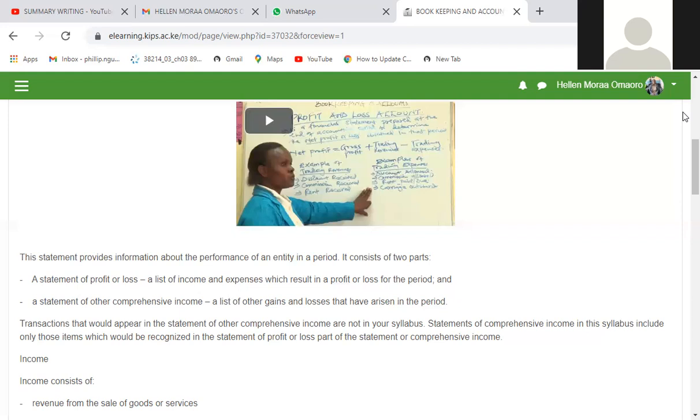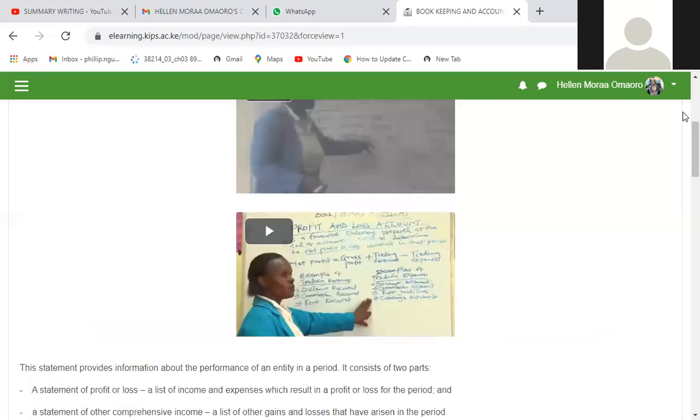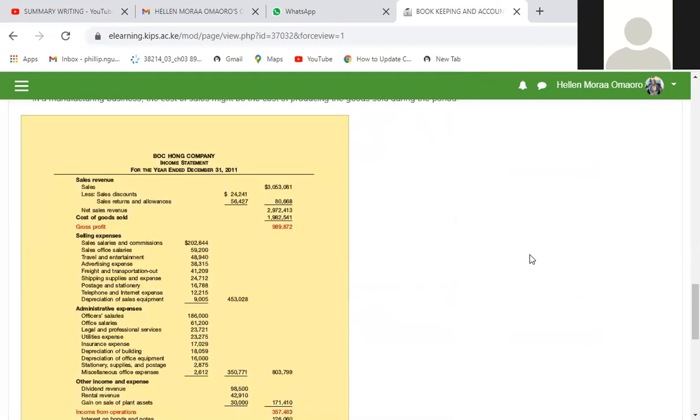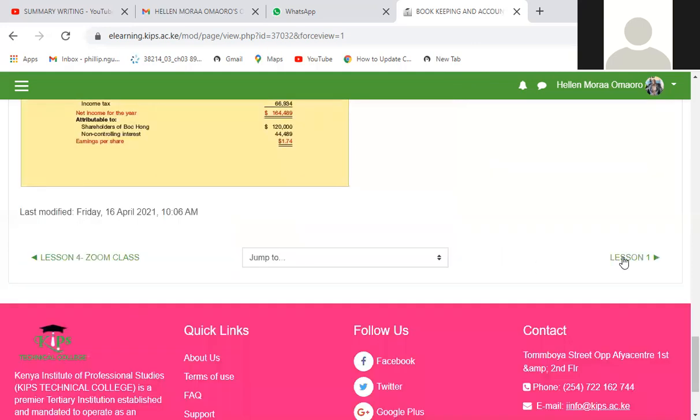Yes, you can ask a question before we move on. No, let's continue. So you understood about the trading profit and loss account. That's the income statement. So because of that, I can move on to the balance sheet.